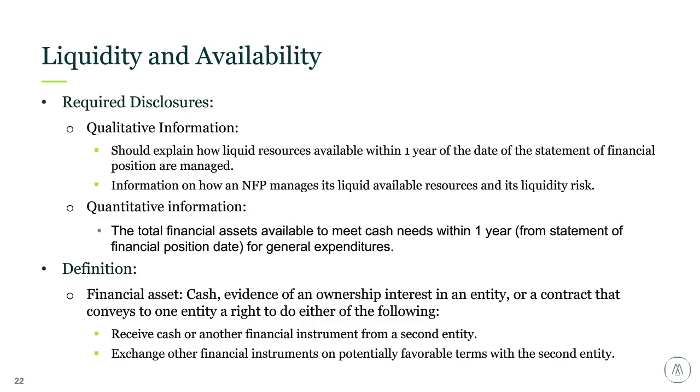Regarding liquidity and availability, the new standard now requires you to disclose information on liquidity and availability of assets. This means you will be required to disclose qualitative information on how the organization manages its liquid resources, and quantitative and qualitative information that communicates the availability of the organization's current financial assets at the statement of financial position date to meet cash needs within 1 year for general expenditures. So this really gives the opportunity for your organization to tell its financial story.